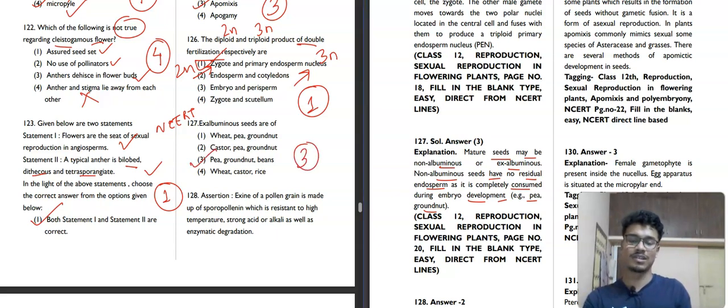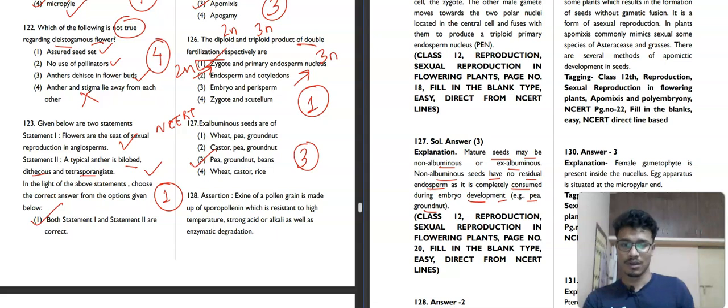This question has also been asked previously, and we have solved it before, but not in this manner. Why is this question asked here? Because you need to know the meaning of ex-albuminous. What does ex-albuminous want to convey to you? That the endosperm is completely consumed.